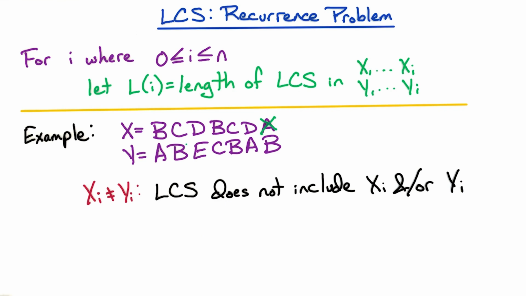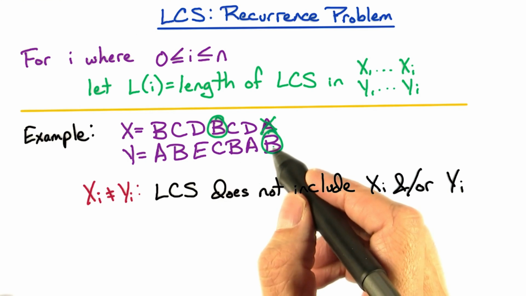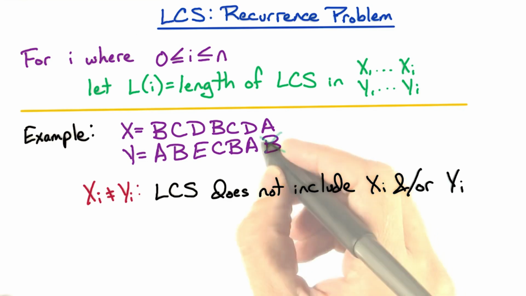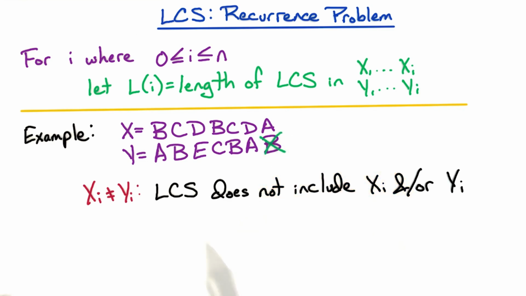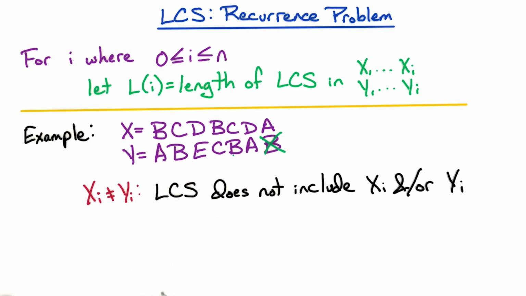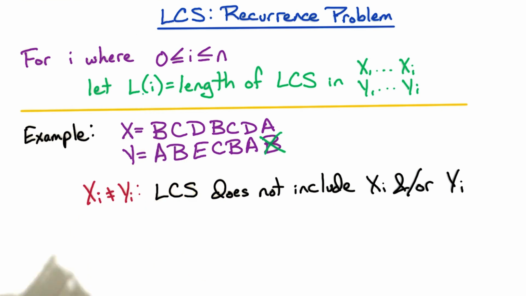And notice, even if we knew how yi is matched up with in x, for instance, if we knew this b was matched with this b, then we have a prefix of length 3 in x, and we have a prefix of length 6 in y. So they're still of different length. And similarly, if yi is not included, so we drop this last character from y, then we have a prefix of length 7 in x and a prefix of length 6 in y. So the prefixes are of different length in x and y. And once again, the solution to this subproblem is not in our table, because these prefixes are of different length.